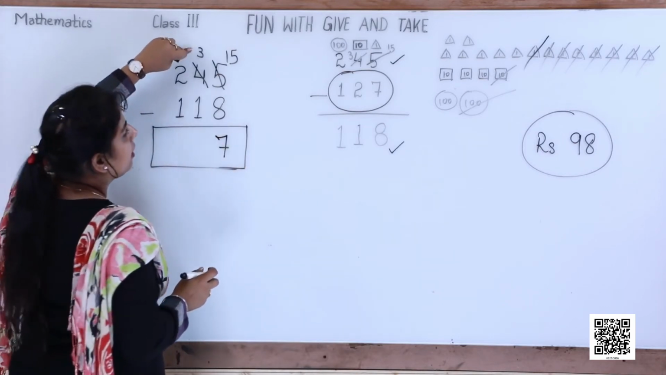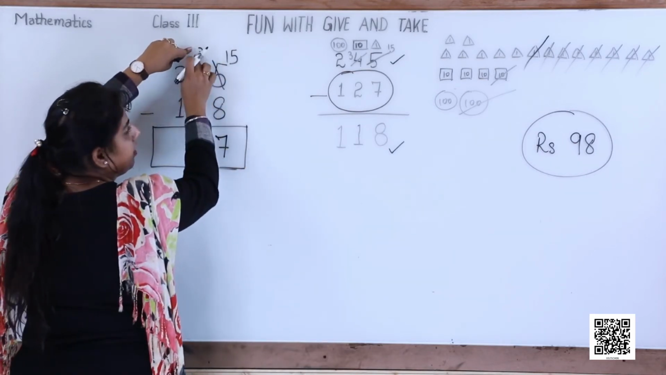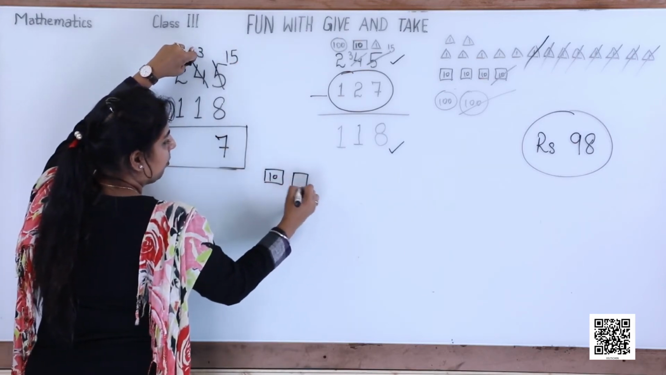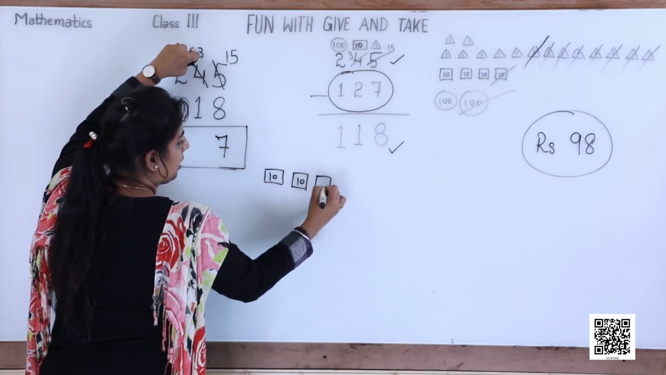Now in the tens group we have 3, right? 3 tens are there. How many tens are there? 3 tens are there.